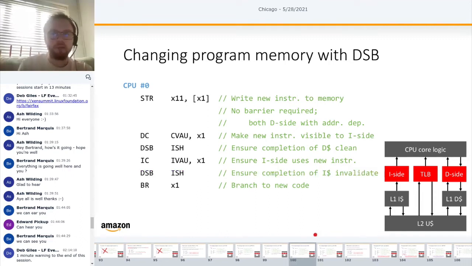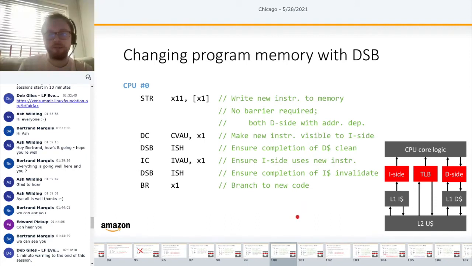So, am I done? Is that all I need to do? I'm not done yet. There's something else that can go wrong in this sequence.